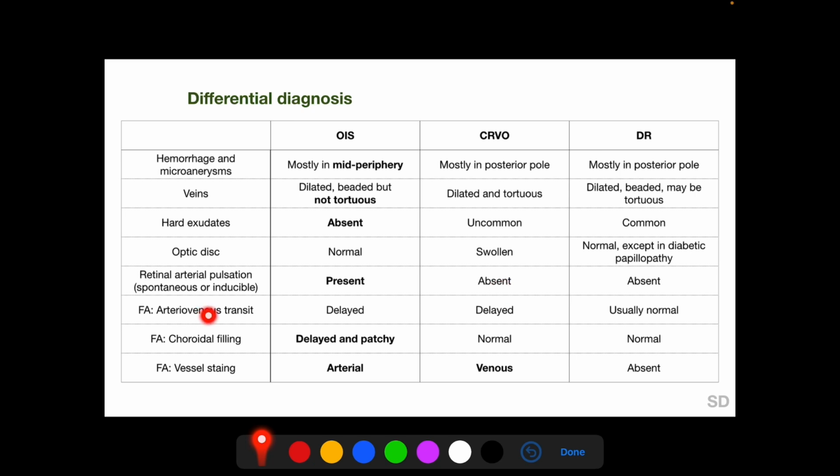Arteriovenous transit time is delayed on fluorescent angiography both in eyes with OIS and in eyes with CRVO but is usually normal in eyes with diabetic retinopathy. Choroidal filling on fluorescent angiography is delayed and patchy in eyes with OIS but is normal in eyes with CRVO or diabetic retinopathy. Vessel staining is arterial in OIS, venous in CRVO but is usually absent in eyes with diabetic retinopathy.